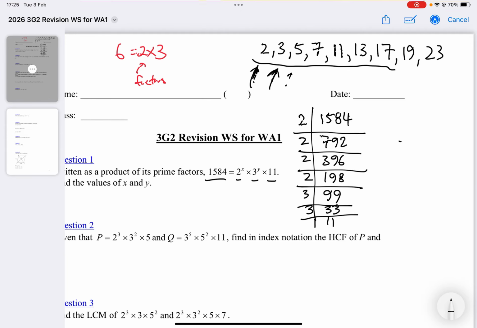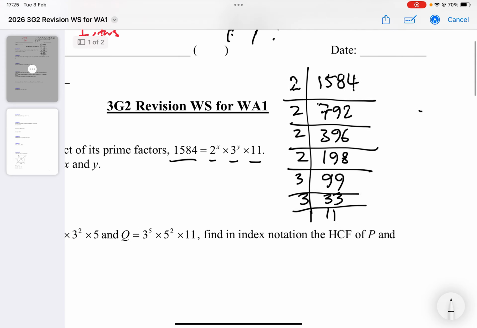So all these things on the left, 2, 2, 2, 2, 4, 3, 3, and the last one 11, they multiply together, they will give you back your 1584. So in other words, my 1584 can be written as 2 multiplied by itself 4 times, so 2 to the power of 4. Then multiply 3 two times, so 3 to the power of 2. Then multiply 11. So this is prime factorization.